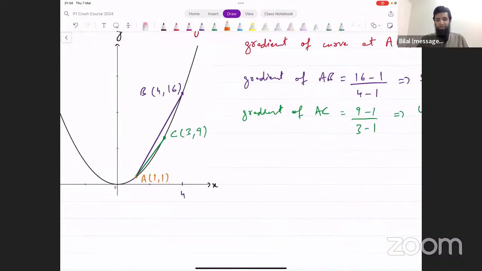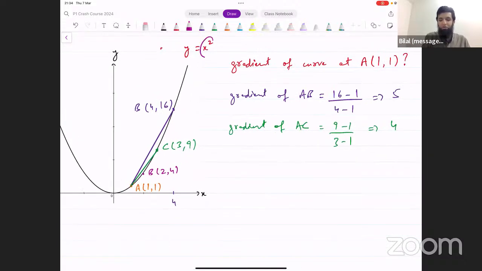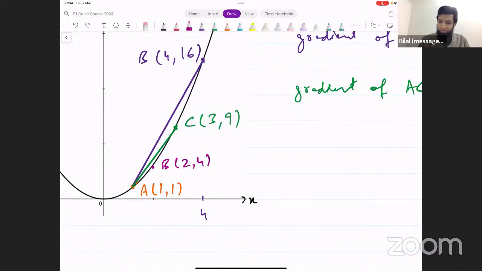Now, using this idea, if we could keep bringing this C closer to A, the estimate of the gradient would keep getting better. So for instance, if I were to take another point here, let's call that point B, and that point B has coordinates 2 and 4, right? When the X coordinate is 2, the Y coordinate will be 4. If I were to take this point and find the gradient of the line AB, that line would look like this.